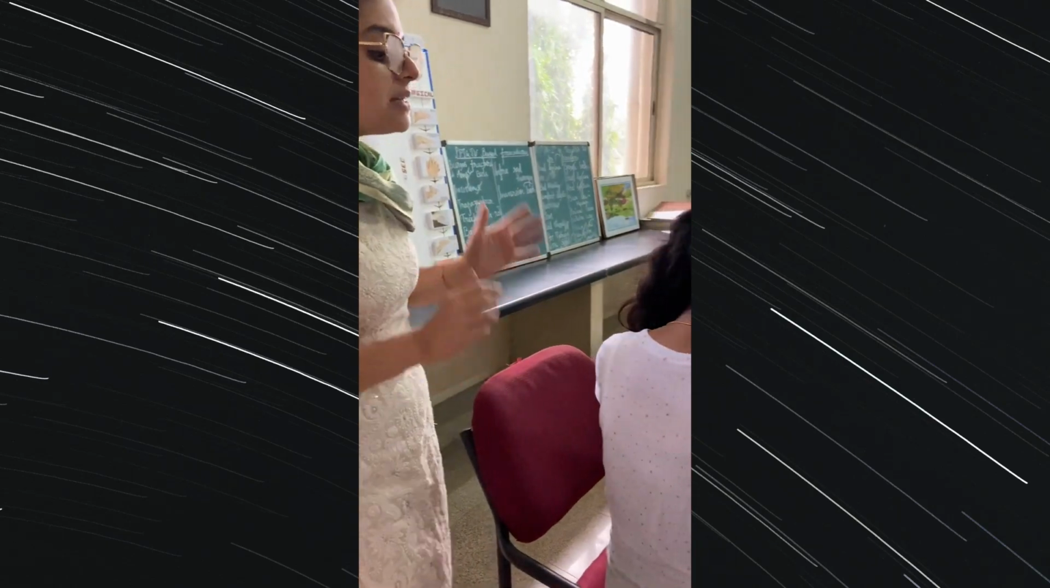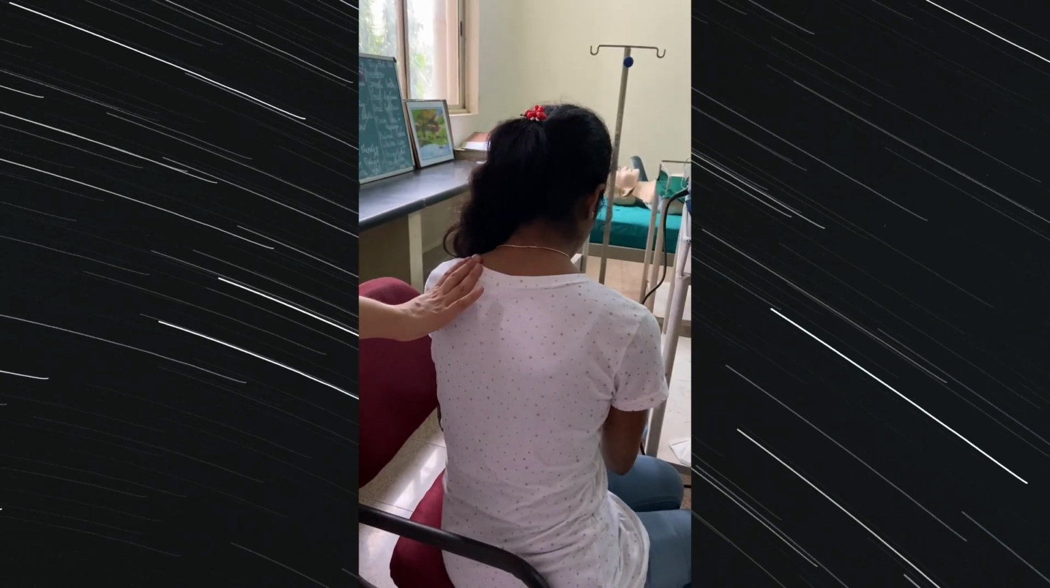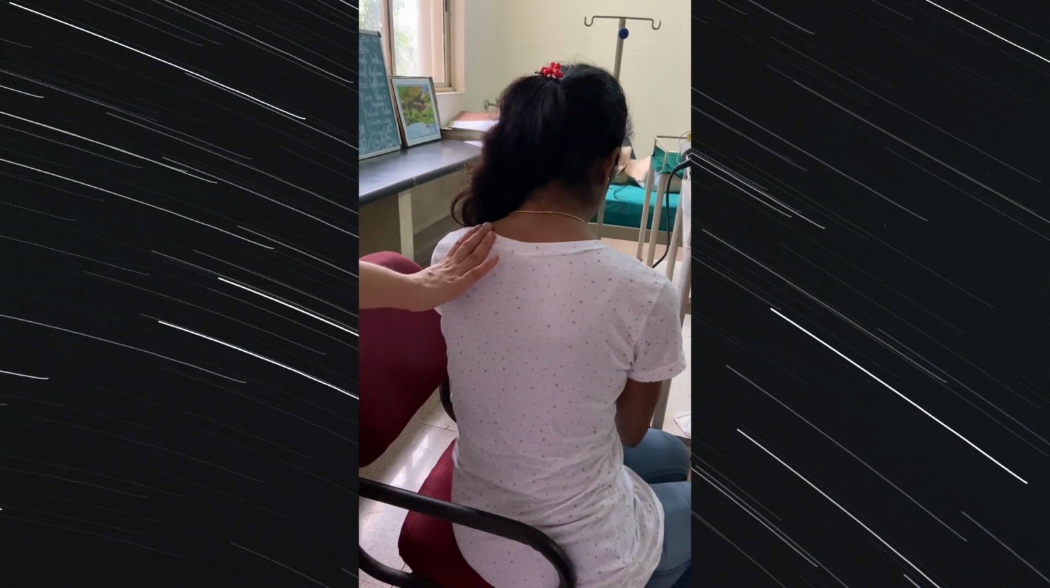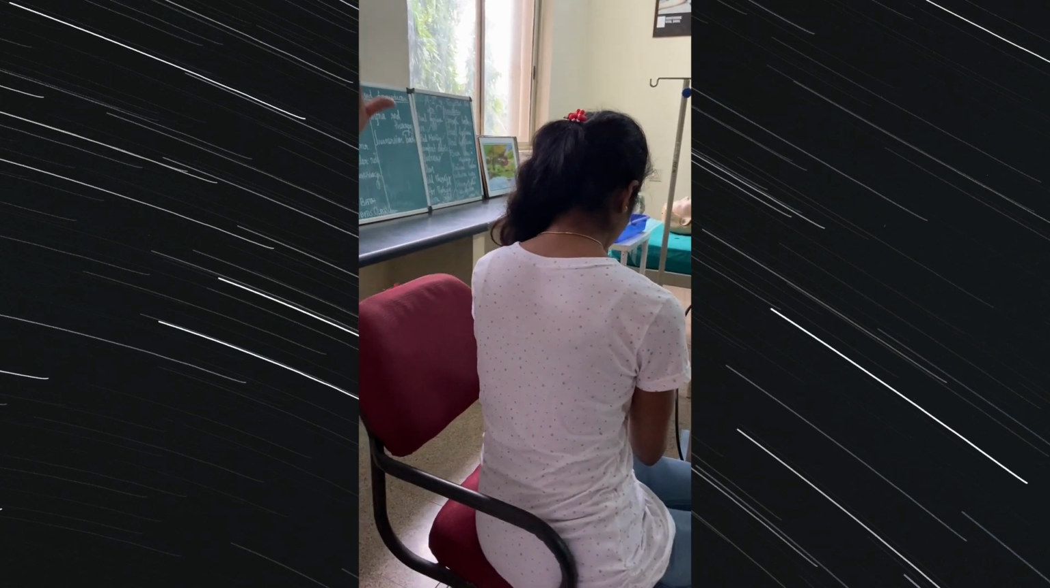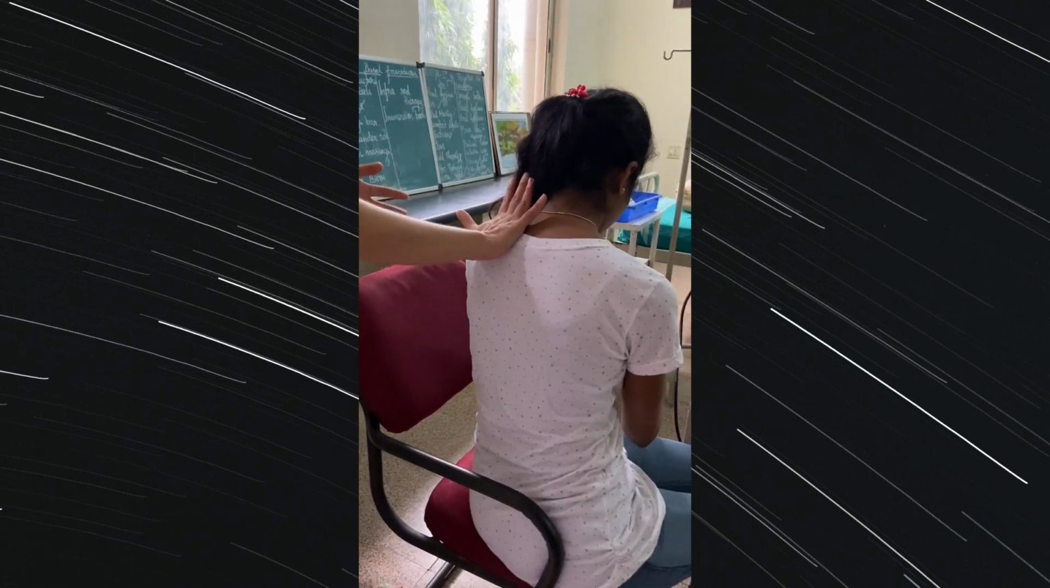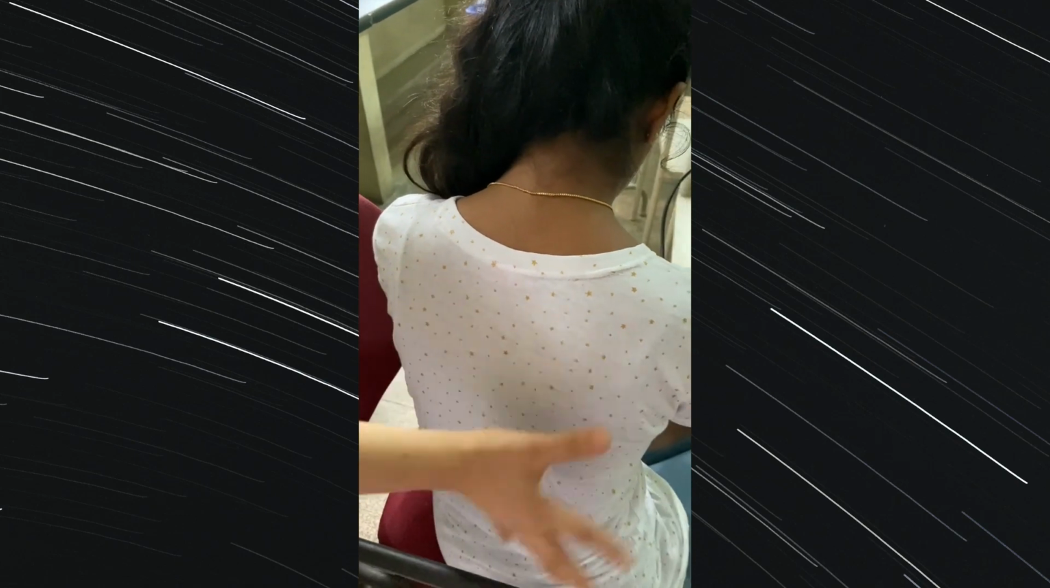Okay, so how am I going to do that? Now I'm going to tell the patient to take a deep breath. In between taking the breath, I will ask the patient to say 99. I'm going to place my hand like this. You have to see the location also. That means I should cover all the lobes of the lungs.